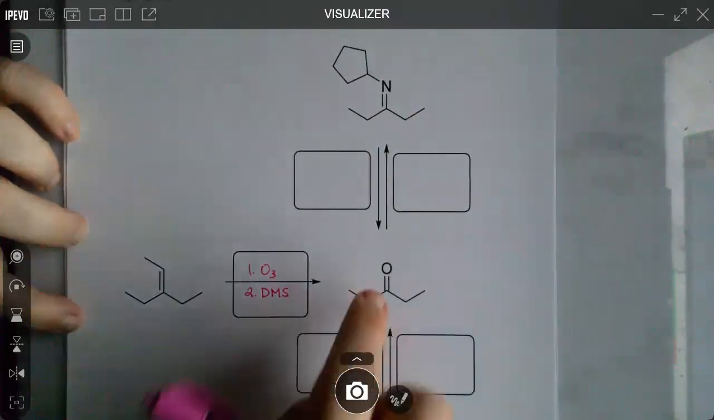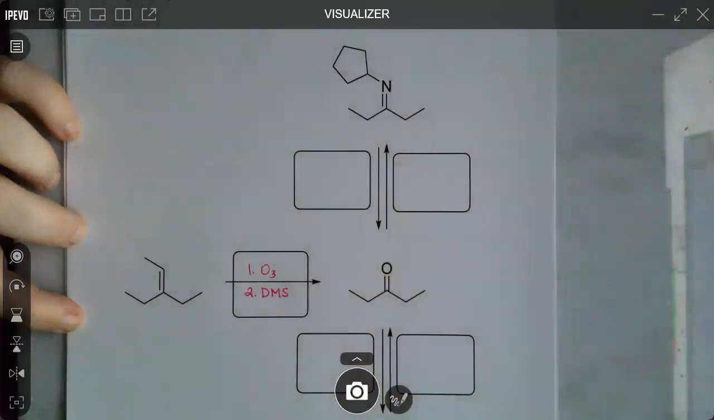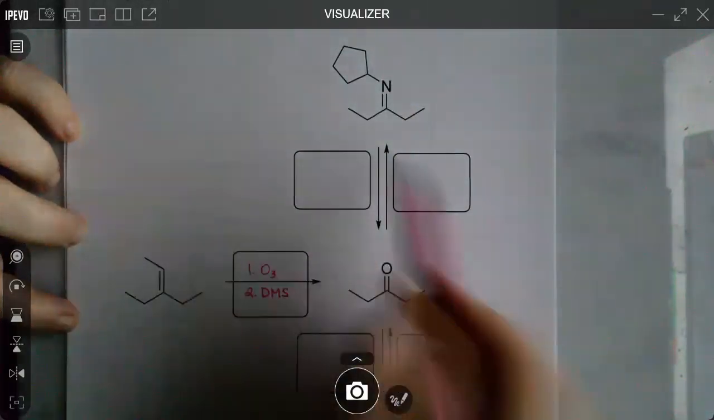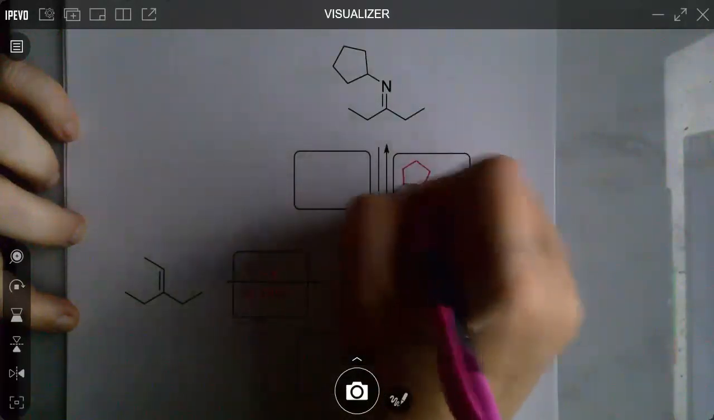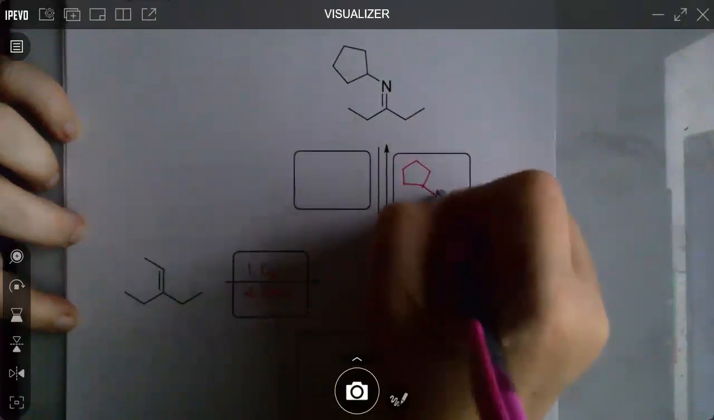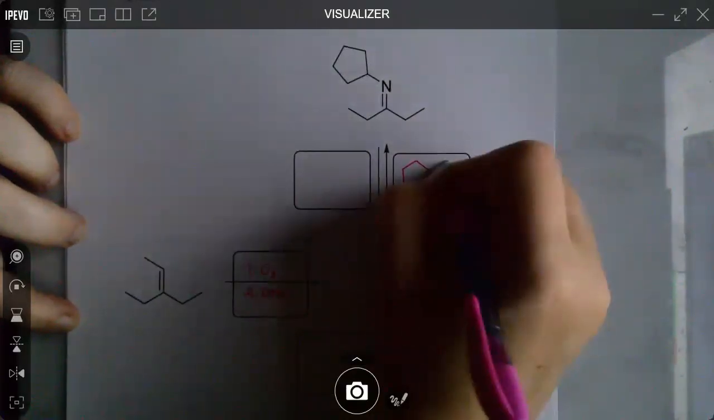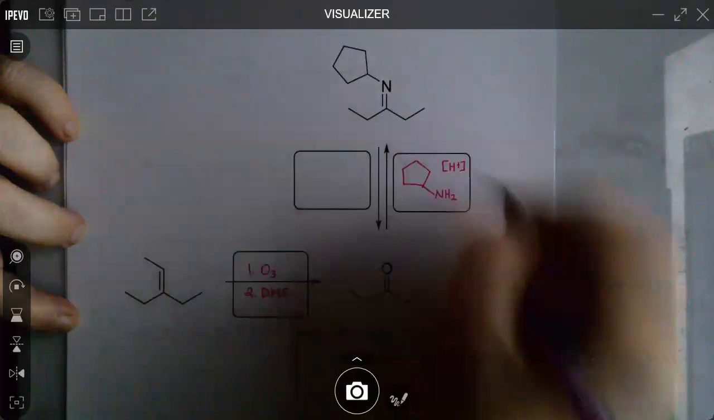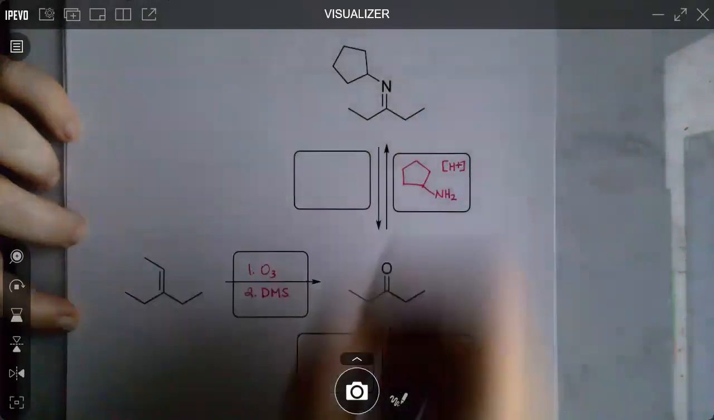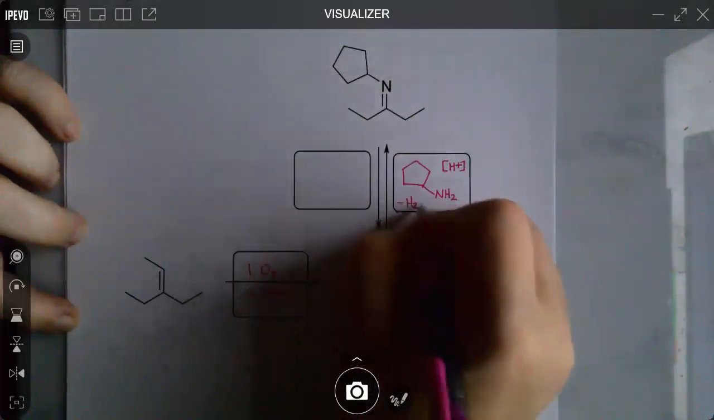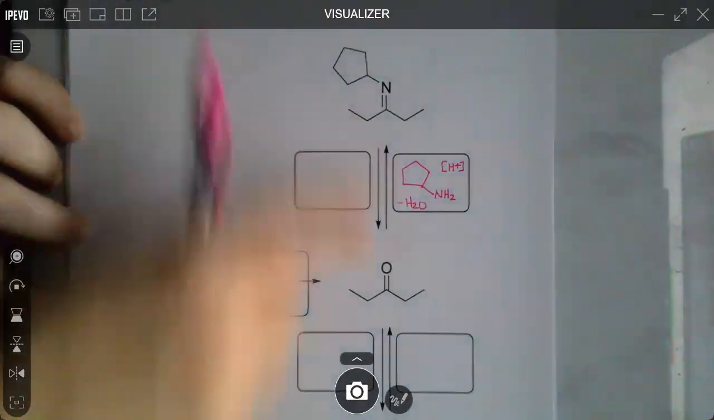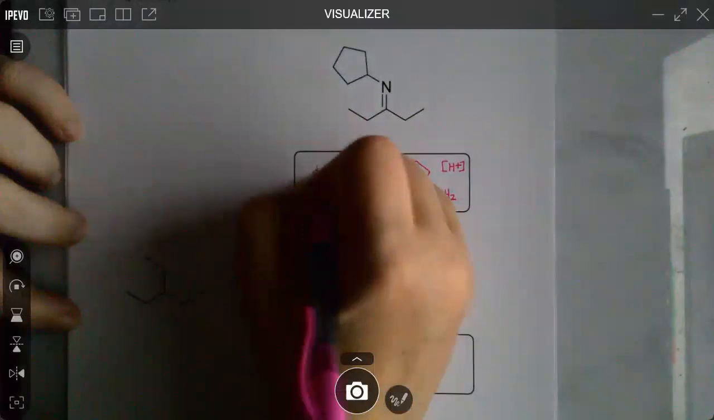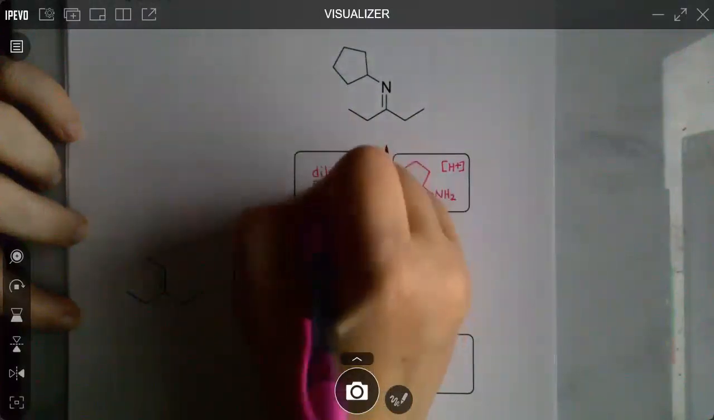We can form the imine as long as we use a primary amine. So since this arrow is going in this direction, over here, I will put in the primary amine. Usually it uses an acid catalyst, and we remove water from the reaction. And then to go back, we would use dilute H3O plus.